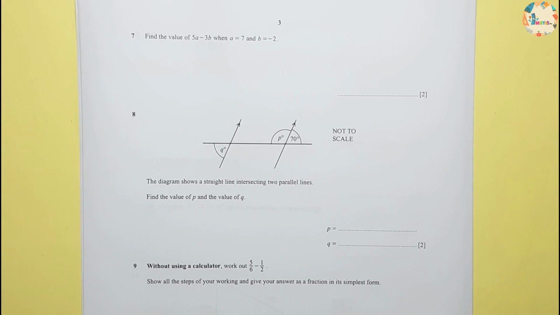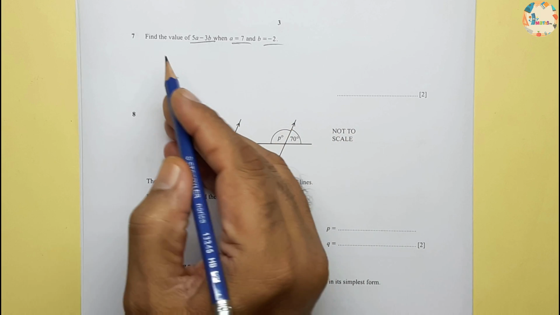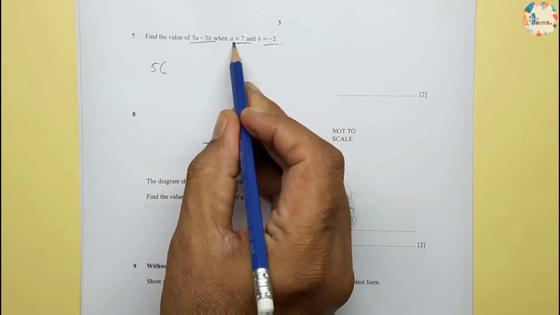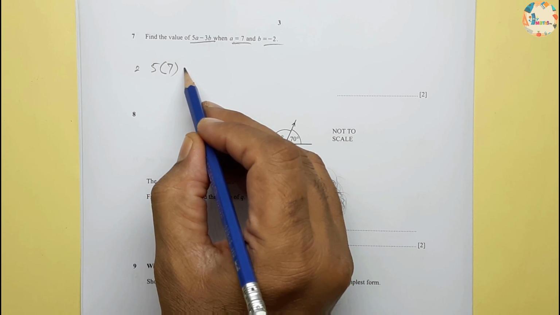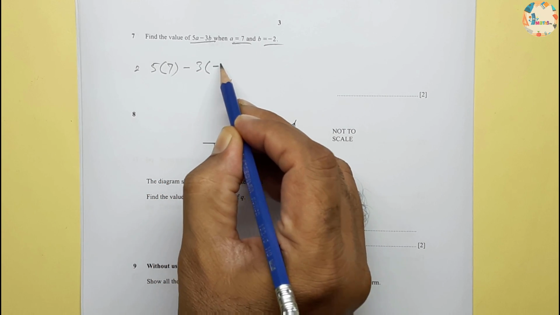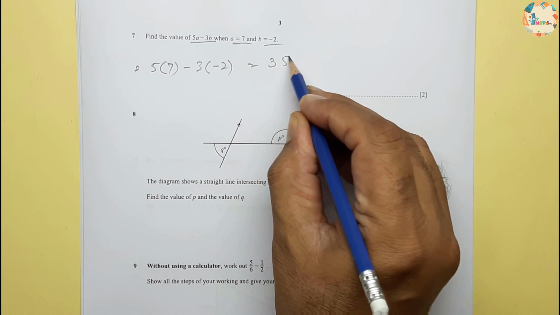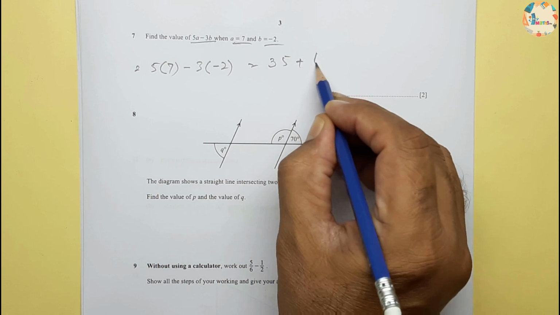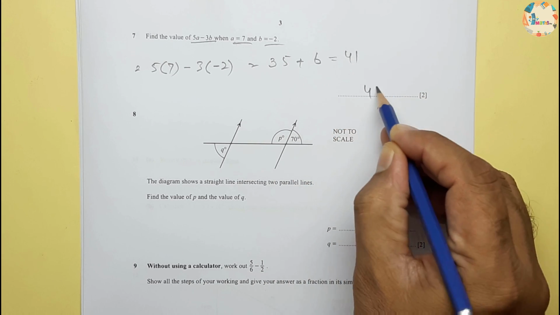Now question number 7, find the value by substitution. Basically values we have to substitute in this given expression, which is 5a minus 3b, and these two are the values. So 5, value of a is 7, and minus 3 into minus 2, so this will be 5 7s are 35, and this will be plus 6, so this will be equal to 41, so the answer will be 41.